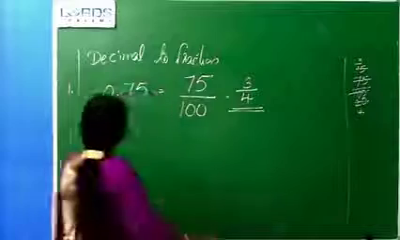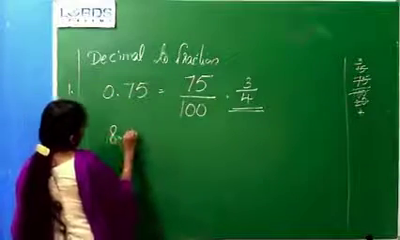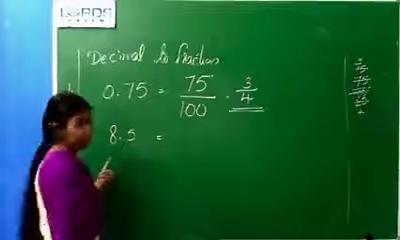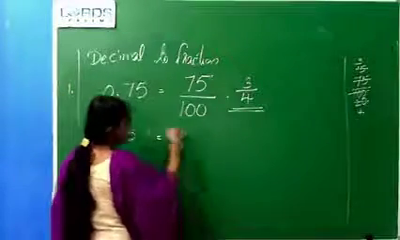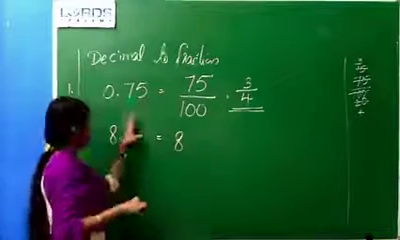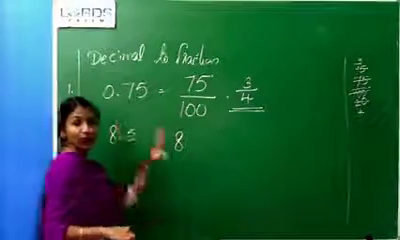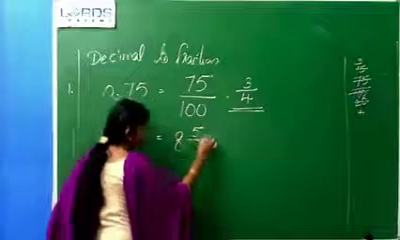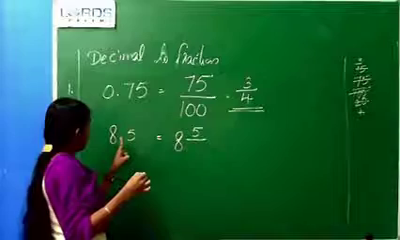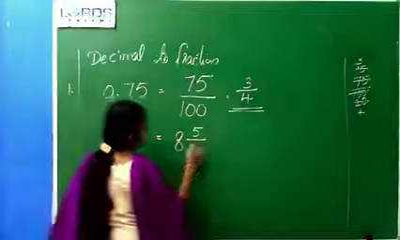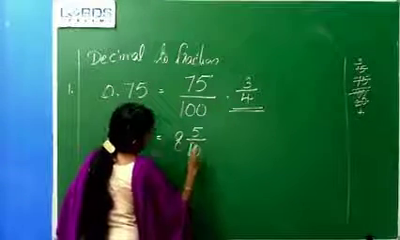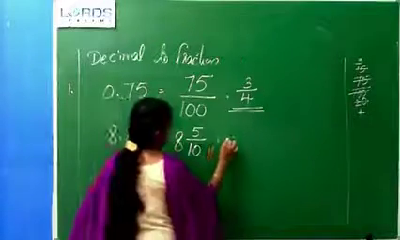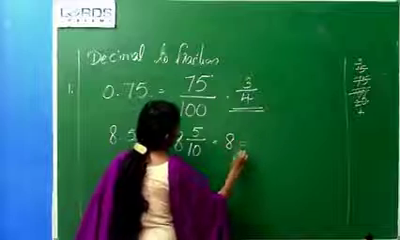The next one is 8.5. Here integral part is there, that is 8. So we wrote 8. Decimal part is 0.5. That we can write it as numerator as 5 by denominator after the point only one place, so it is 10. Can we make it into the simplest form? Yes. 8 1 by 2.